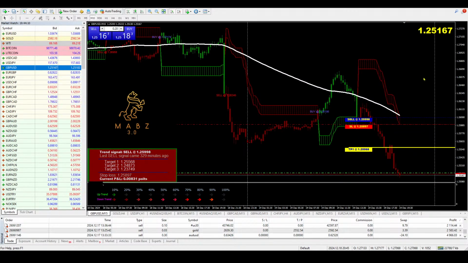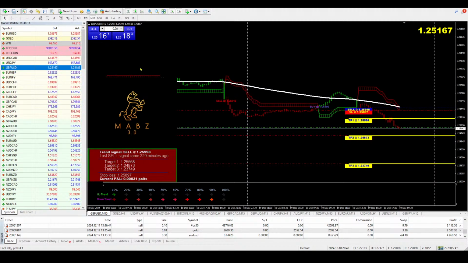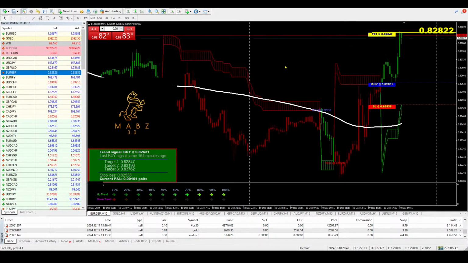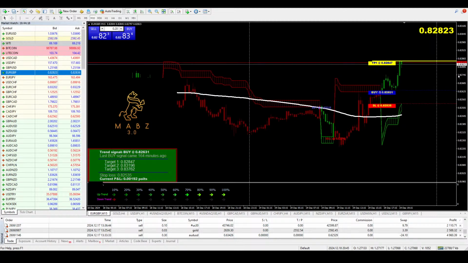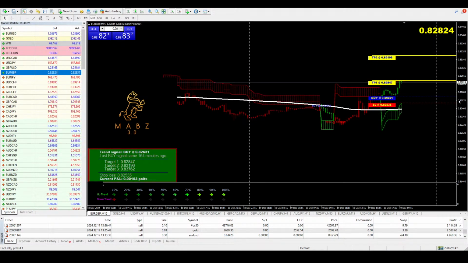All right, okay. So we've got our signal on the GBP USD. We've got our TP2 and TP3 in, right? Let's look at the Euro GBP. You see that, guys? Look, very nice trades right now. Okay, so on the Euro GBP, what's happening?